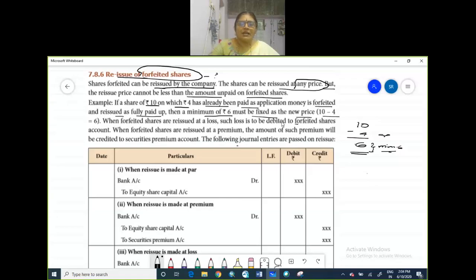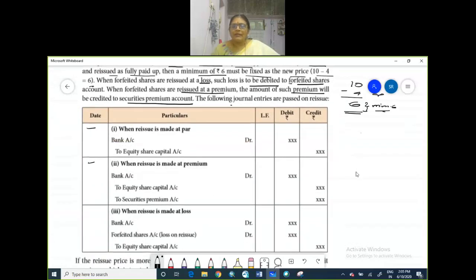Forfeited shares are normally reissued at a loss, and such loss is debited to forfeited shares. When it is a profit, it is credited to forfeited shares. When the forfeited shares are reissued at a premium, the amount of such premium is credited to the securities premium account. Now we are going to see the journal entries and the accounting treatment when shares are reissued after forfeiture, whether at par, at premium, or at a loss.